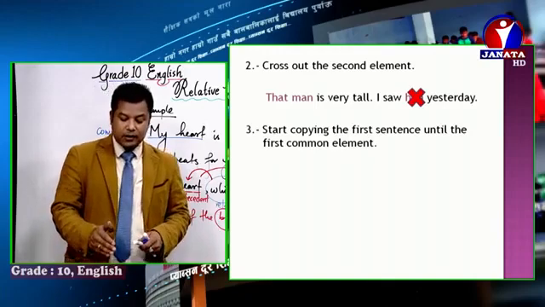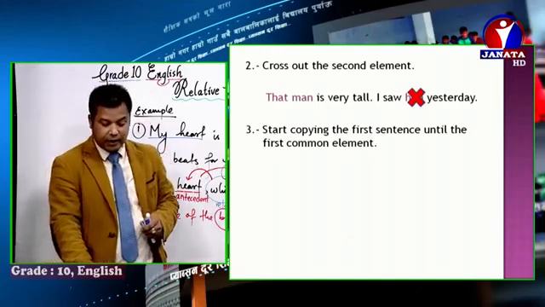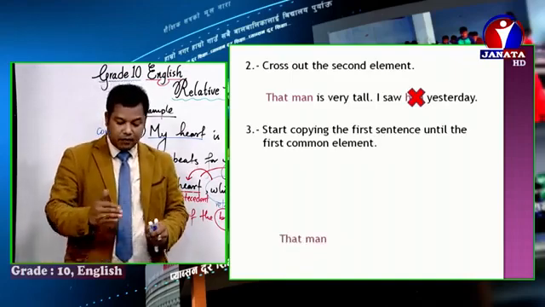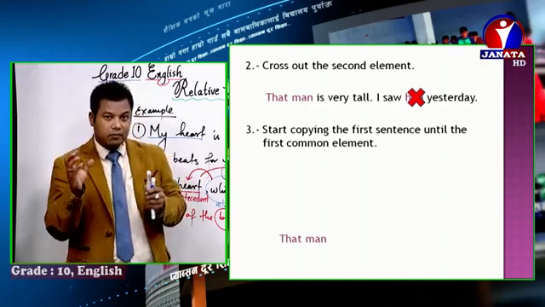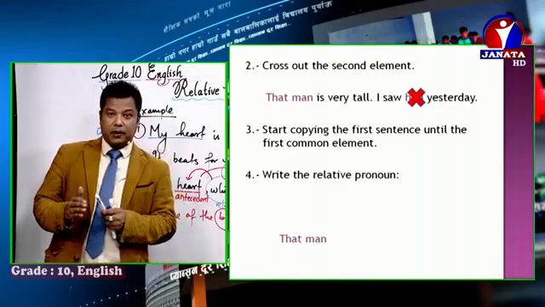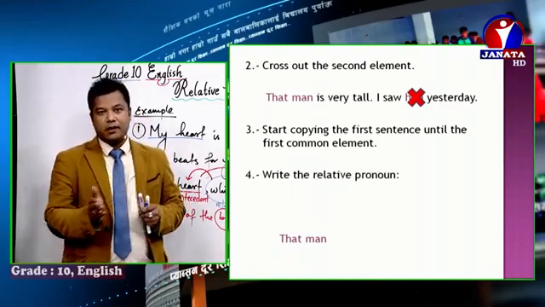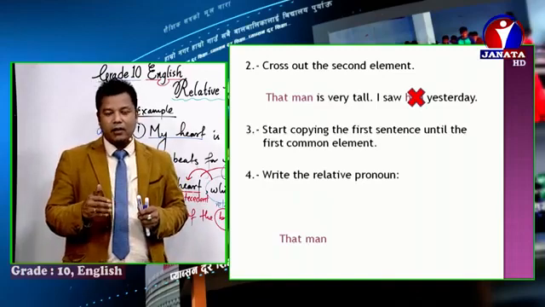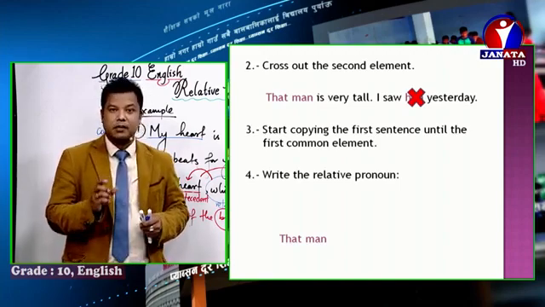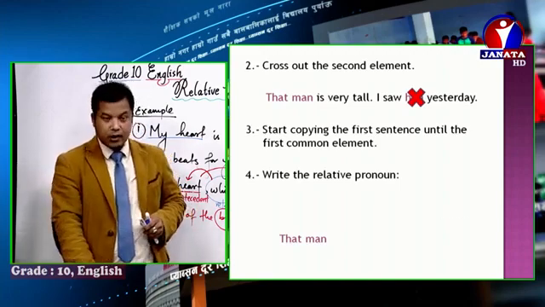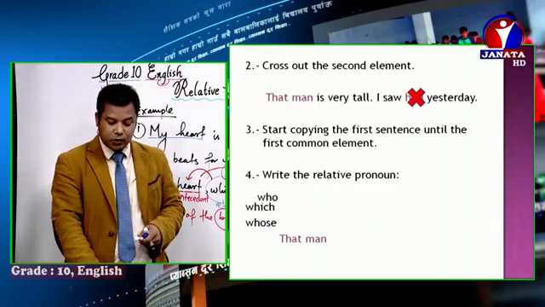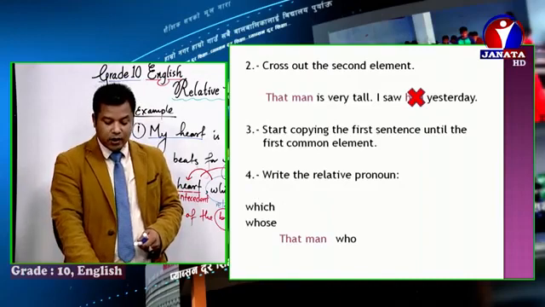Step 3, start copying the first sentence until the first common element, and that is the man. See, in the first sentence, the first common element is the man. We end it up to here. Now it's time to merge the ideas, and then we go to step number 4, write the relative pronoun. We have listed relative pronouns: whose, when, which, what, that. Now, which suits you better? You judge based upon your experience and then choose it. With man, which one among these is suitable according to the context? You choose that. So I would prefer to choose who: the man who.